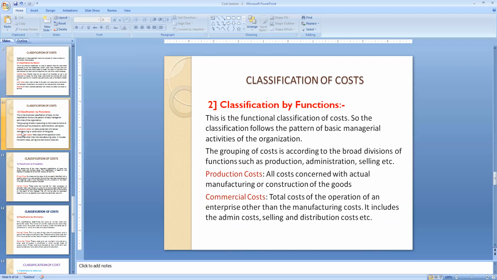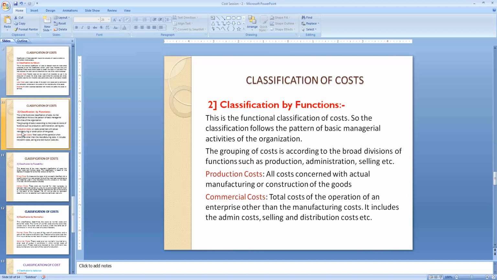The next category is called classification on the basis of functions. We know that there will be main functions for manufacturing or selling, called production, administration and marketing. In addition to the other functions, selling and distribution functions can also arise. So again, on the basis of classification, we have categorized costs into production cost and commercial cost.